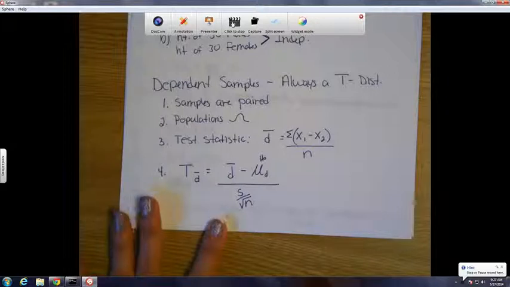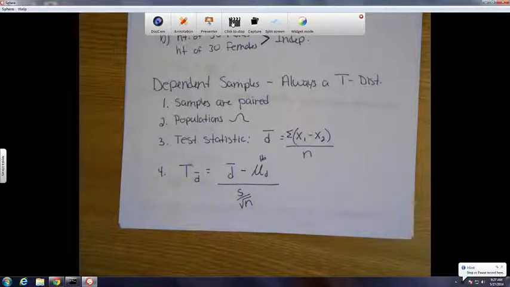Okay, so let's try one. We've got by hand, by program, and a confidence interval. Ready? Where's my book? It's over there. We're doing try number 2.